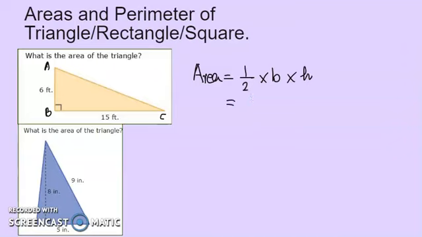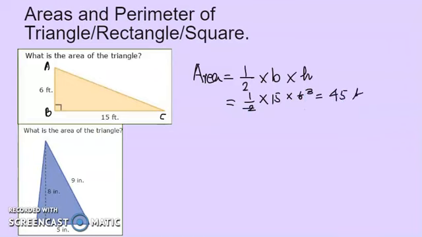So we will write half times 15 times 6. Then we can cancel out these two. So we get 45 square feet. Area is always represented in a square unit. So area will be 45 square feet.